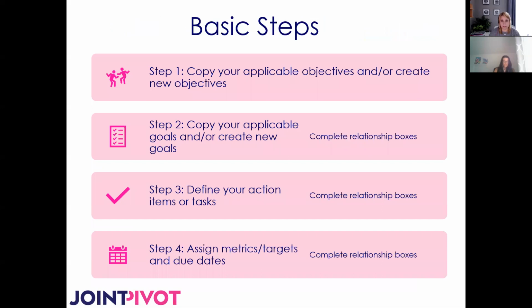So very similar basic steps with this. You're going to copy your applicable objectives or create new objectives if need be, and then copy your goals over from the previous X matrix that you had done. Define the action items or tasks, and this is where you're sitting down with the employees, and this isn't one that you dictate all the stuff that they need to get done. This is a two-way conversation that you're having with your employees to say, what would you like to get done this year? What's driving you in this situation? How can we both help to make sure that we achieve the goals of the organization going forward?